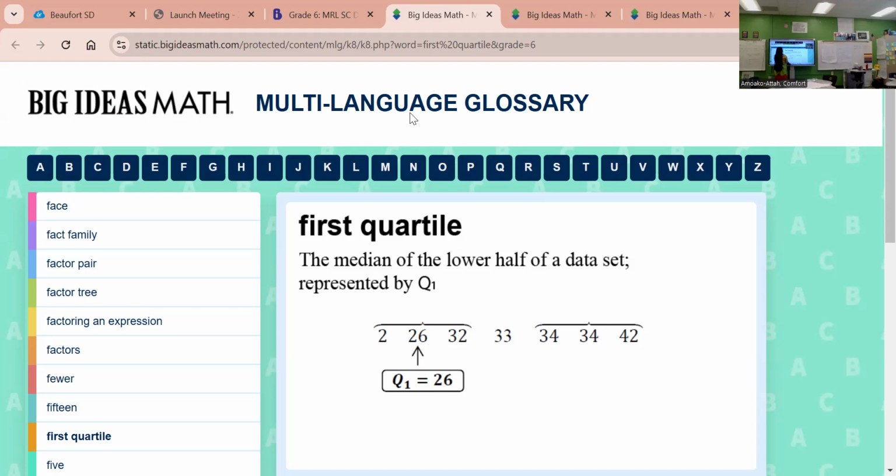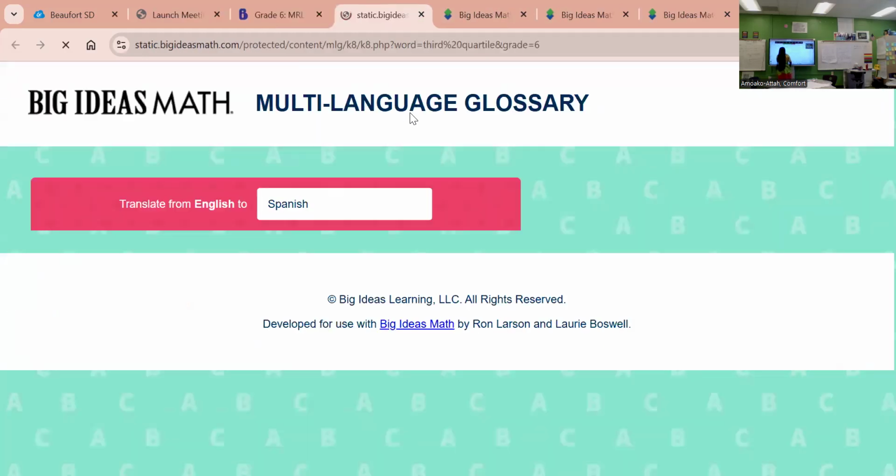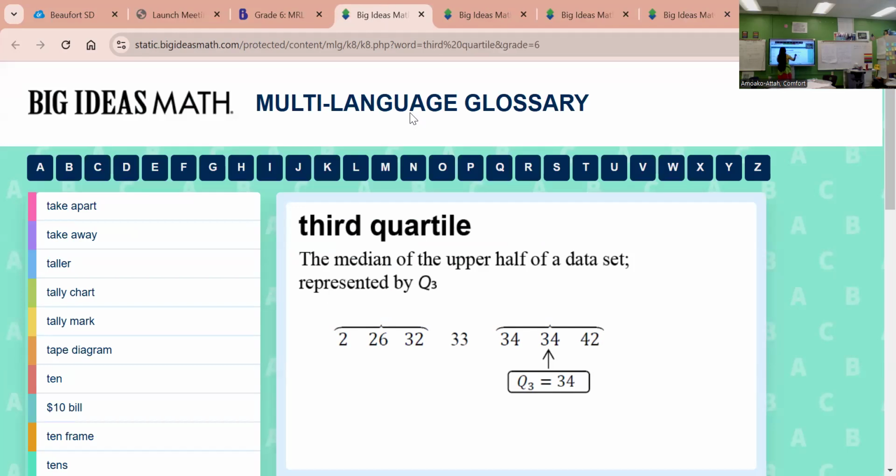Then the 33 is in the middle, so that's the median of the whole set. Then the median of the upper half becomes your third quartile or your upper quartile. I hope you guys understand it. The third quartile is the median of the upper half of the data set, represented by Q3. The Q1 is the first quartile or the lower quartile. The Q2 is the median of the middle, the second quartile. The Q3 is the upper quartile or the third quartile, all right?